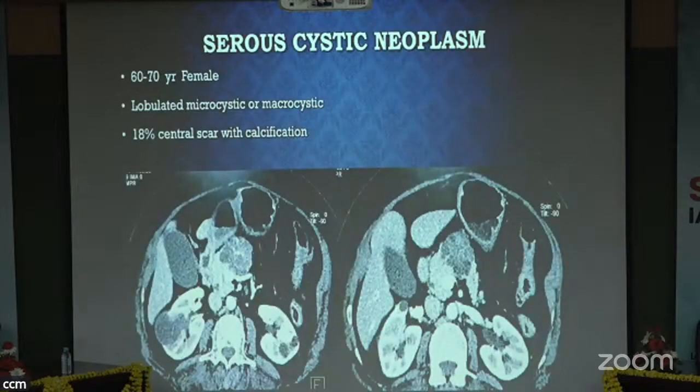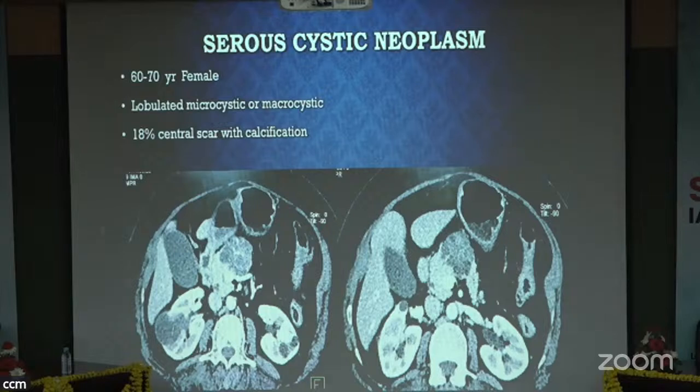So this entity is serous cystic neoplasm, usually seen in elderly females, and generally they have a bunch of clusters of cysts, multiple cysts with thin septae, and we can have central scar with calcification. So this is the typical pattern.